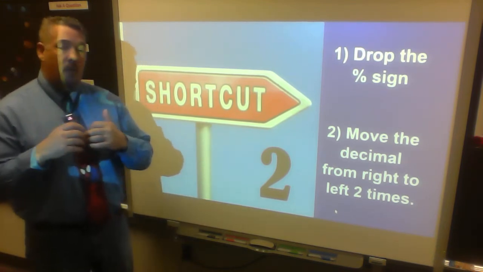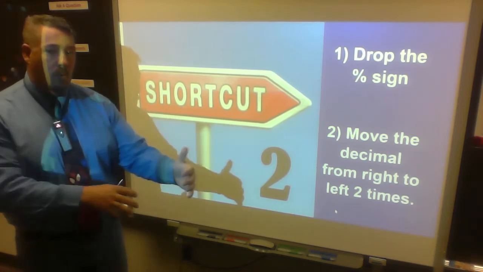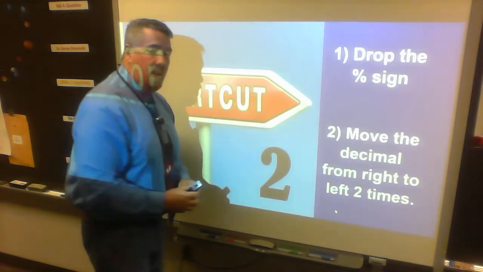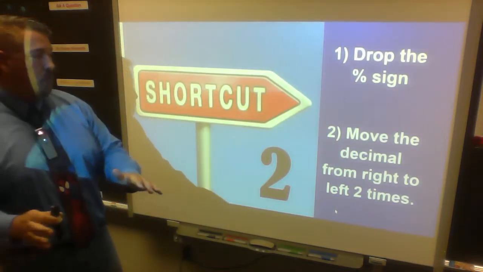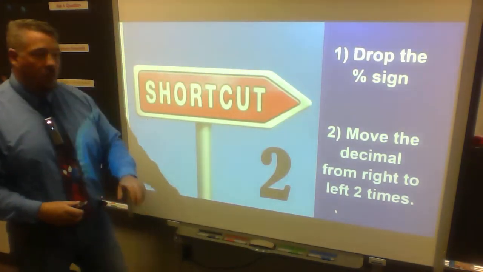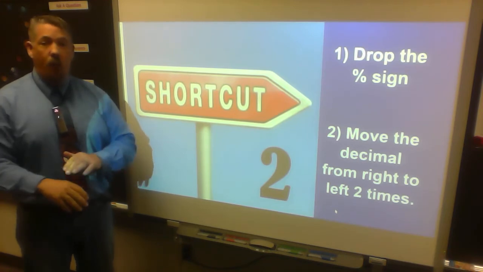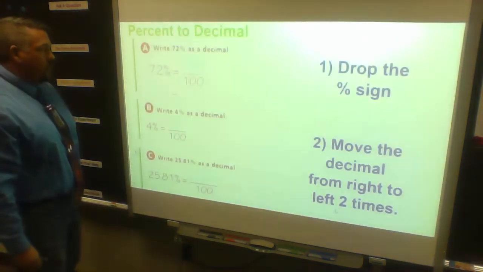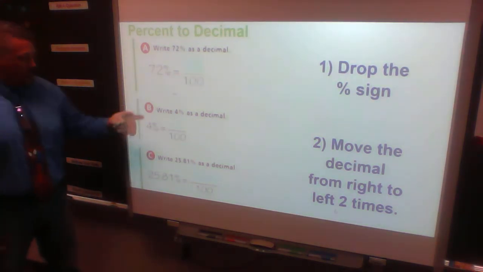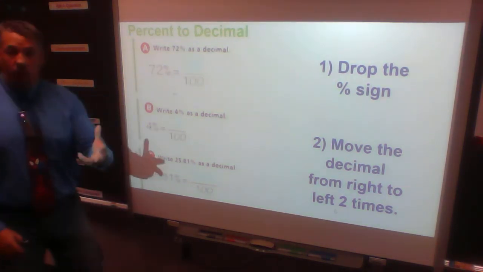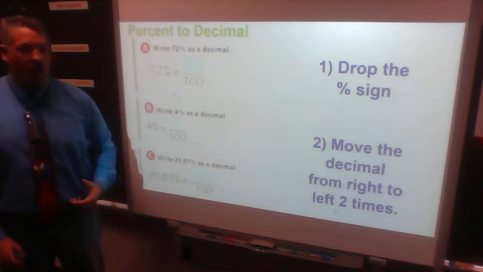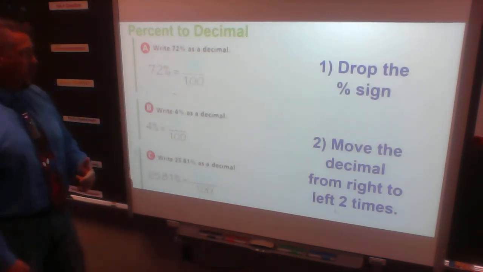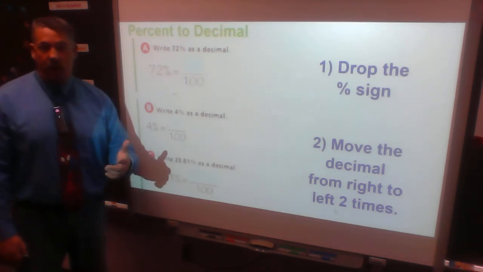If I'm going from a percent to a decimal, I have 2 steps to follow as well. I want to drop my percent sign, and then I'm simply going to move my decimal from the right to left 2 times. Always. Never more, never less. Let's look at what we're talking about. These were the 3 numbers we just converted through the 3 mathematical ways of doing it. Well, here's the shortcut. If I drop the percent sign and then move the decimal from right to left 2 times.